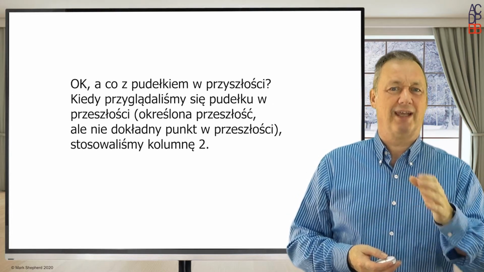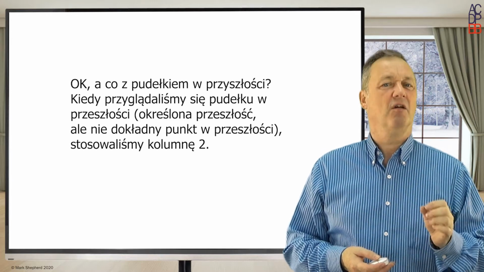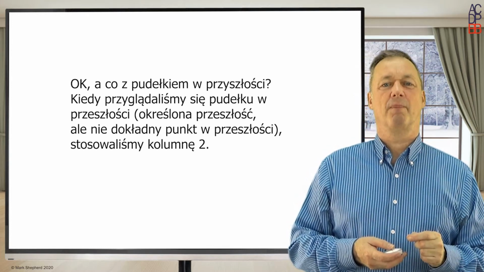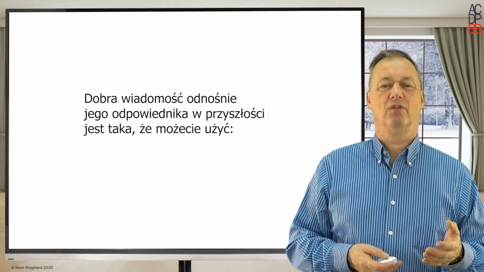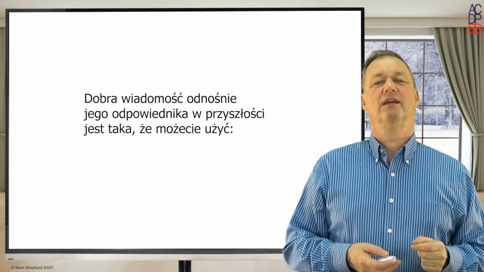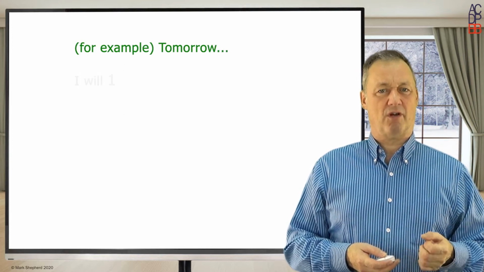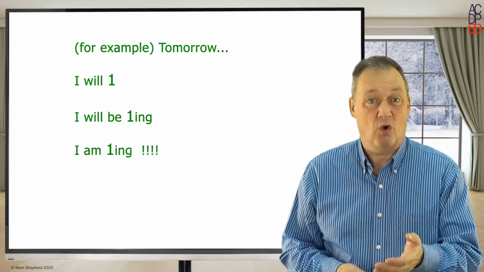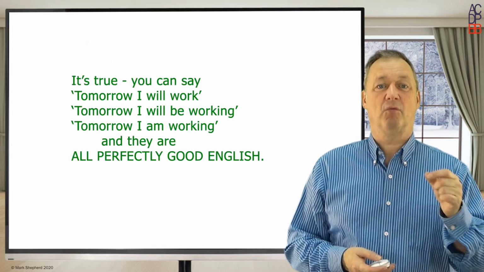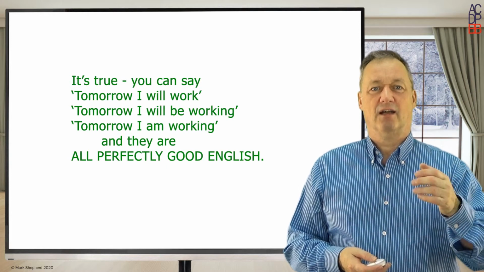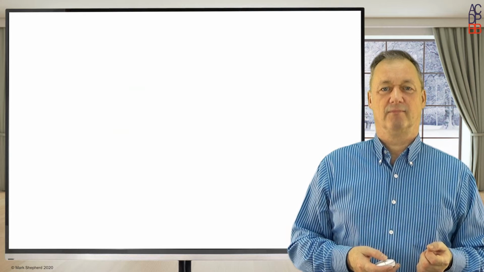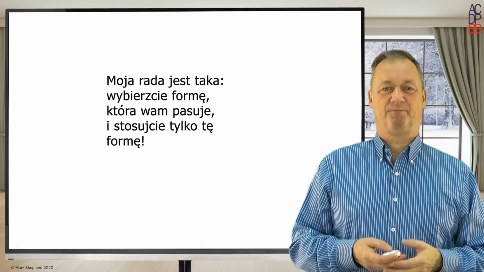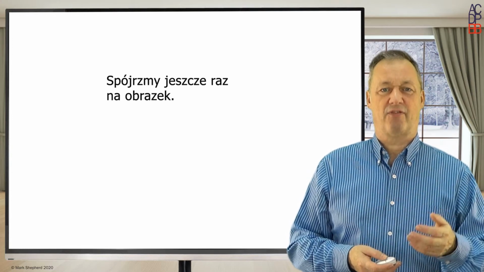Well, when we looked at the box in the past, the specified past, but not an exact point in the past, so the named past, we used column 2. Now, the good news about the equivalent in the future is that you can use, for example, tomorrow I will column 1. I will be column 1-ing, or even tomorrow I am column 1-ing. It's true. You can say tomorrow I will work. I will be working. I am working. And they're all perfectly good English. My advice is choose the form you prefer and only use that form. So, let's look again at the picture.